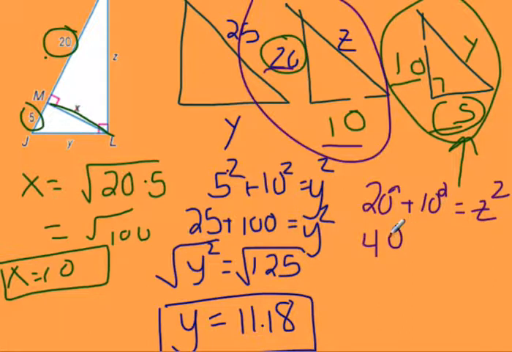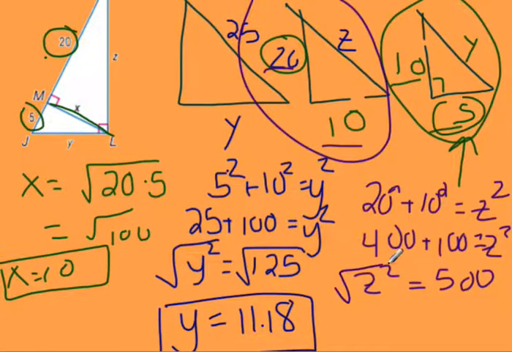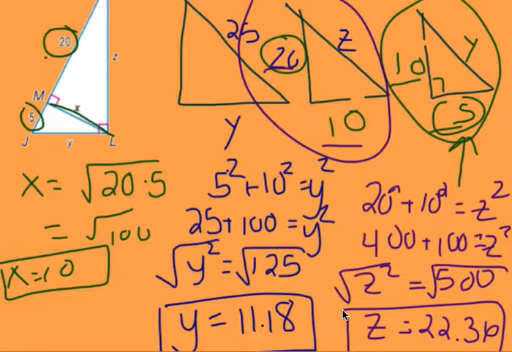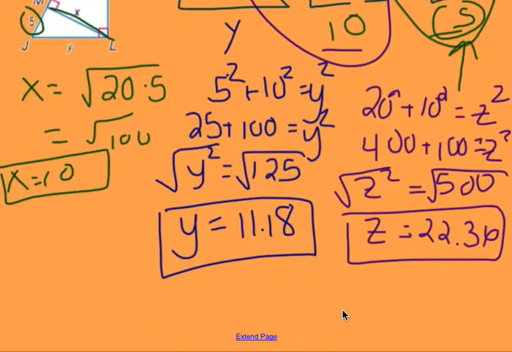So then I have 400 plus 100 is equal to z squared. So then I get that z squared is equal to 500. So I'm going to go ahead and take the square root of both sides. And when I do that, I end up getting 22.36. So that's my final answer for number 3. So I have my x, my y, and my z.